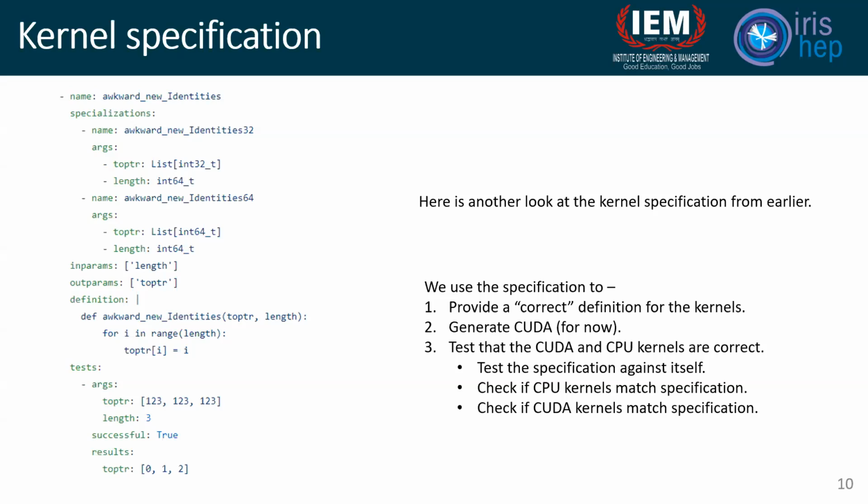And so our process of testing is 3 steps. We test the specification against itself. We parse the test cases in the specification file, and then we pass these values as arguments into the Python kernel. And we test that the return result matches the one that we have in the specification. Then we check if the CPU kernels and the CUDA kernels match the result that we got and stored in the specification. And if all the 3 tests pass, then great, our specification is correct.